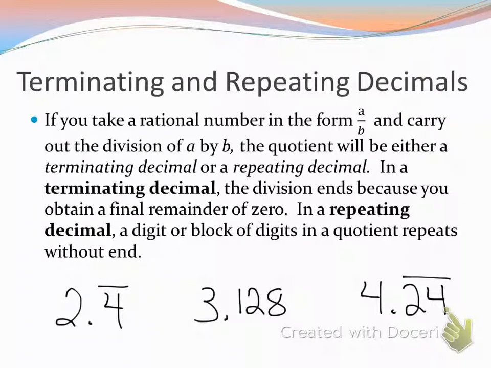So in this first number, only the 4 is repeating, so I only write the 4 one time with the repeating sign above it. In this third one, the 2 and the 4 are repeating, so I have to write both numbers with a bar over them. You might have some instances where only one of the numbers is repeating, so make sure you only put the bar over the number that's repeating. These are just random examples.